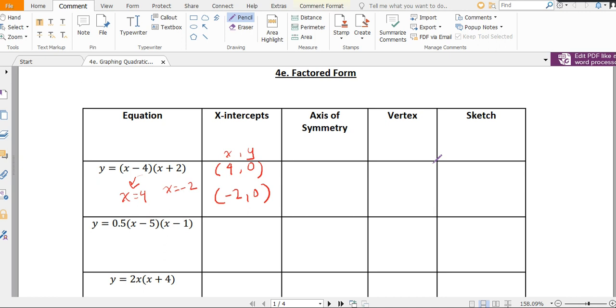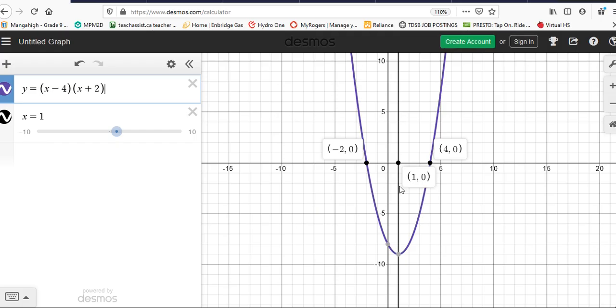So our axis of symmetry is simply our x-intercepts added together and divided by 2. In other words, the average, or the number right in between these two. Well, 4 plus negative 2 is 2. 2 divided by 2 is 1. Which means at x equals 1, that is our axis of symmetry. Sure enough, it is.